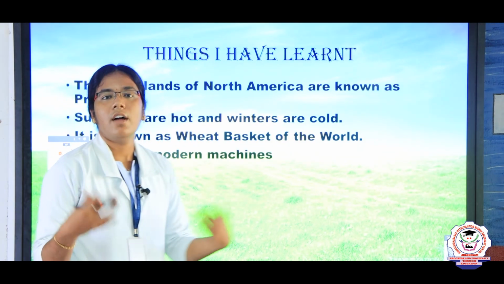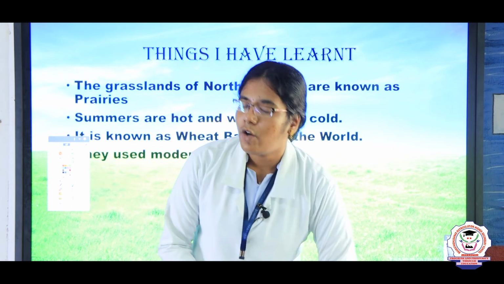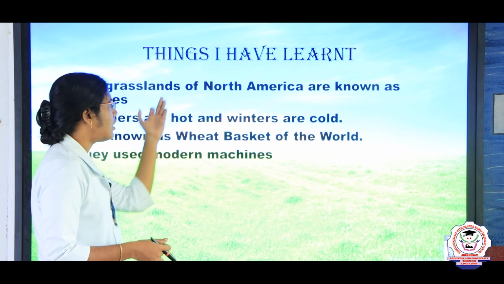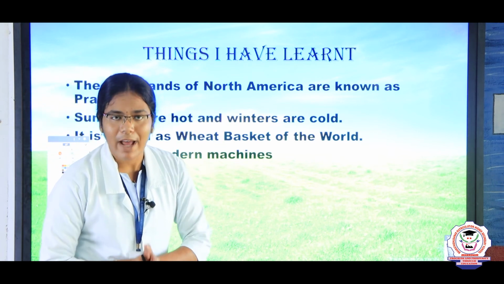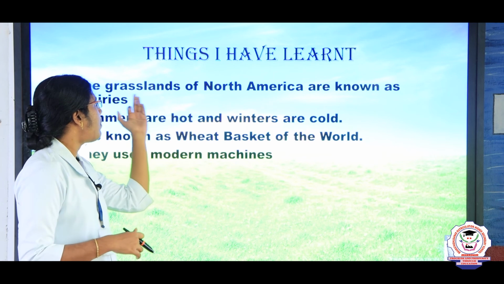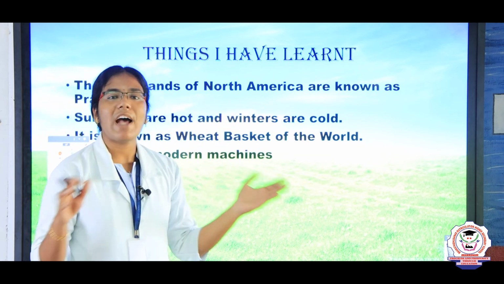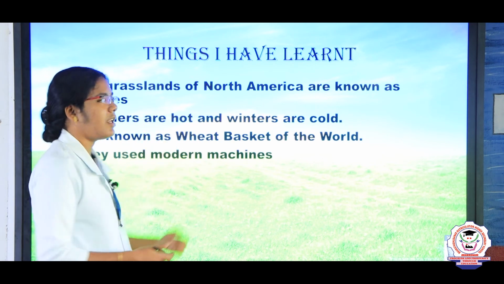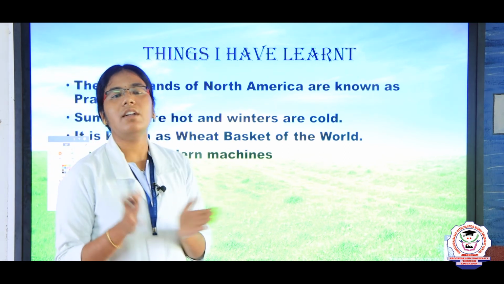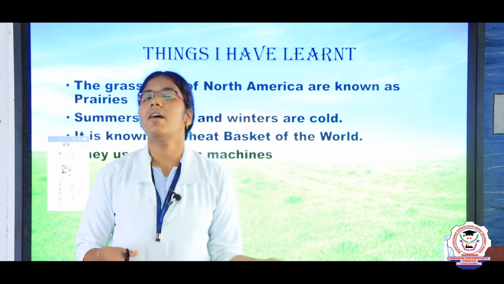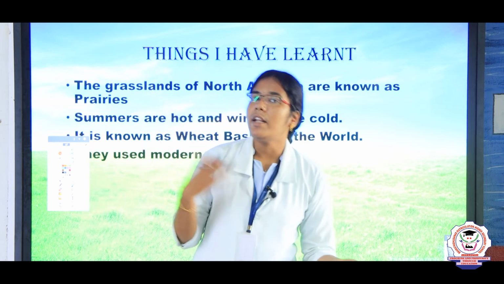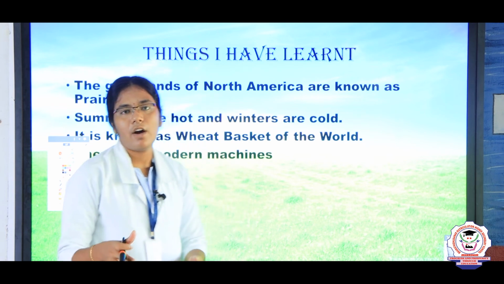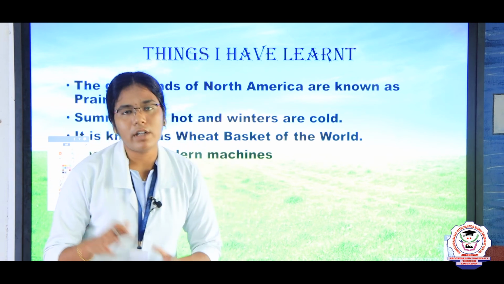We have come to the end of this session. Shall we see a small recap? First we discussed what is meant by the Prairies. Prairies means grasslands, a vast stretch of land located in the center of North America. Then we saw the climate: summer is hot, and winter has snowfall as well as rain, so it is a moderate climate.